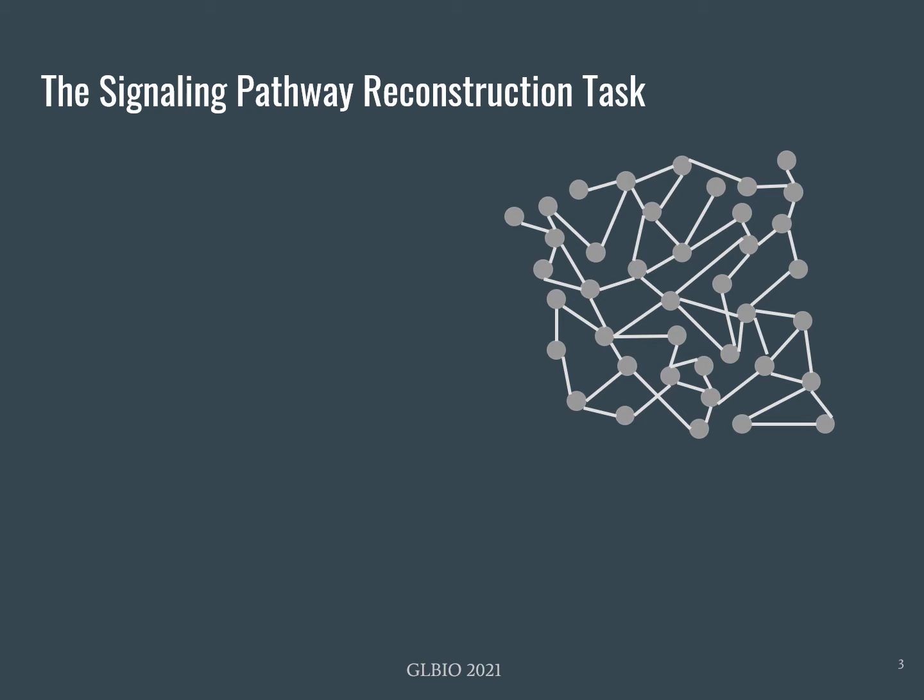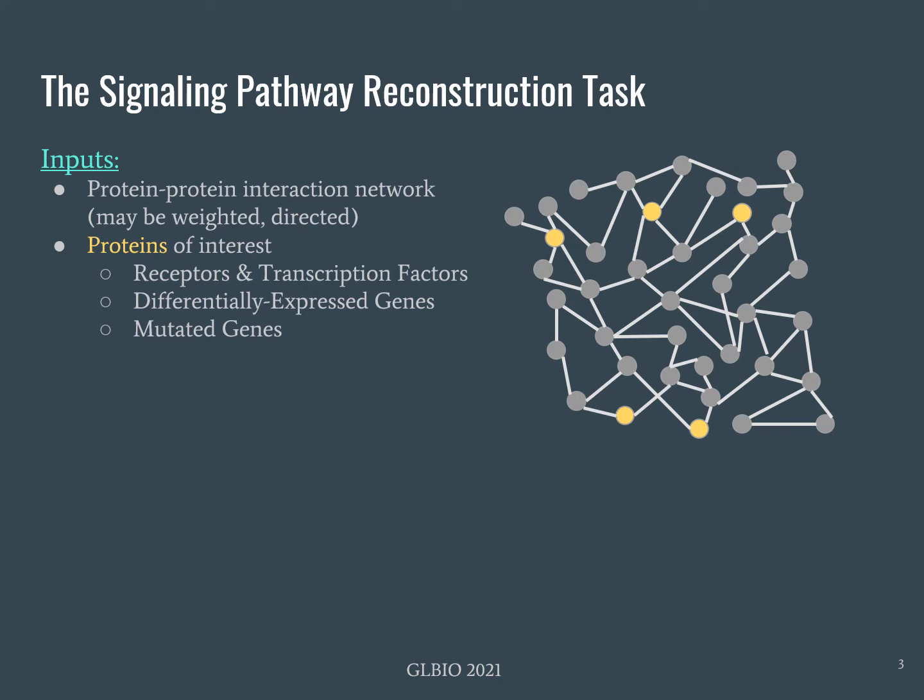Here we start with this background network or PPI of interest. We then want to select some subset of nodes, and those are highlighted here in yellow. And these can be either receptors or transcription factors, differentially expressed genes. It really is going to depend on the context here. And this step takes domain knowledge to understand which proteins we want to study.